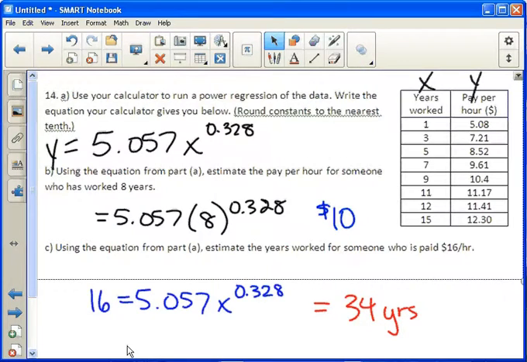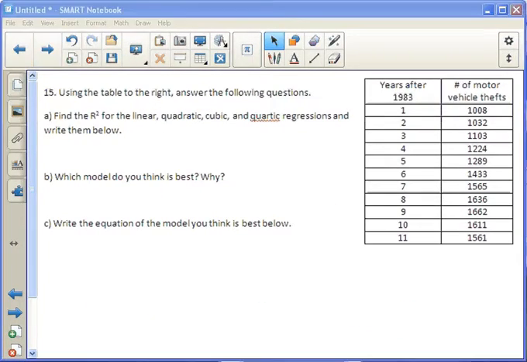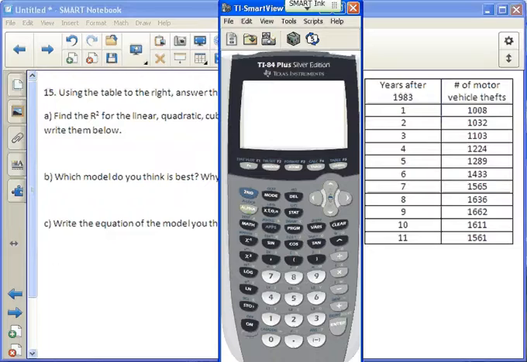Using the table to the right, this is the last question, answer the following. First, find r squared for the linear, quadratic, cubic, and quartic regressions and write them below. We're just looking for the r squared. You don't have to write the whole equations. So make sure you go to Stat, Edit, and you plug in all these points. Don't forget to do that first.